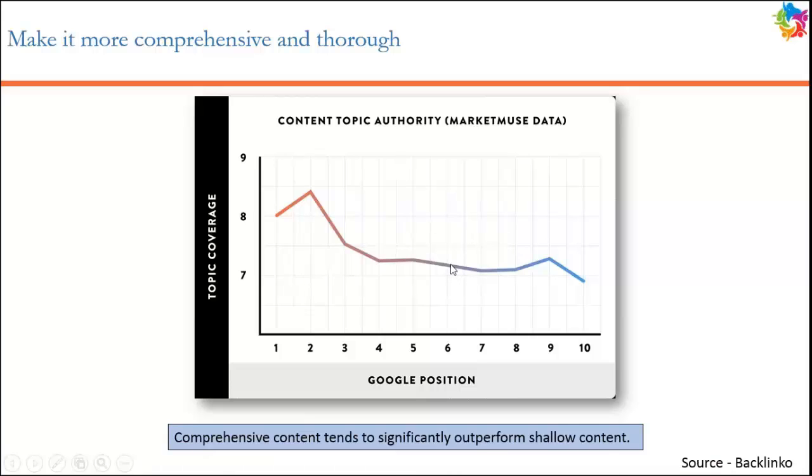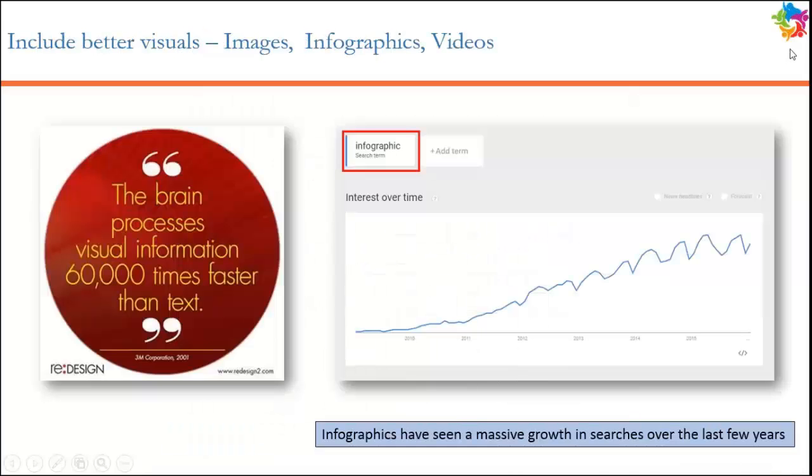Next is to include better visuals. Include images in your blogs, in your content, include infographics, include videos. So you can see there's a very obvious statistic here.